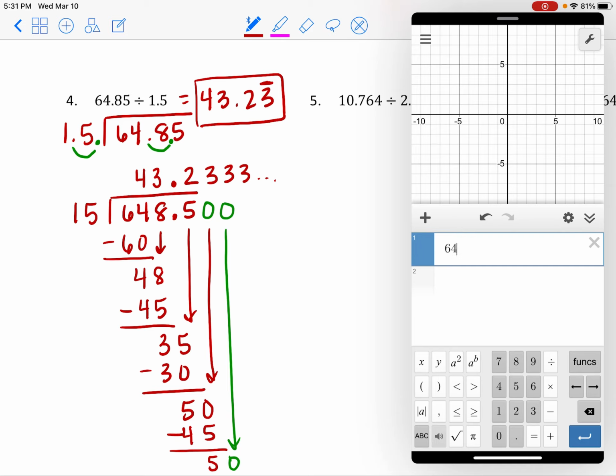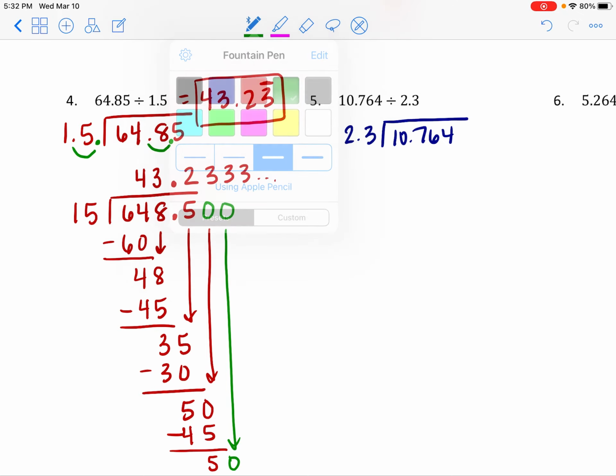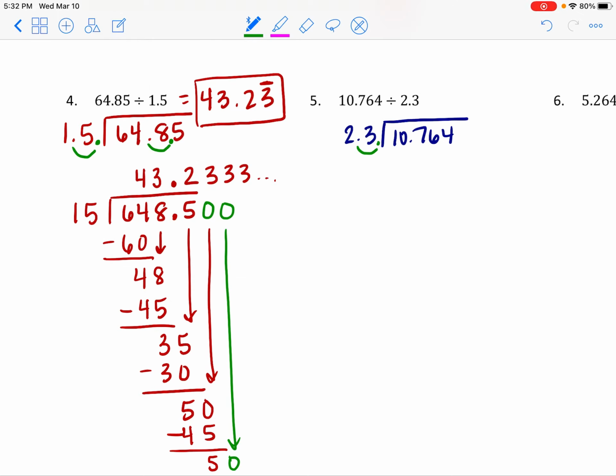So 64.85 divided by 1.5. And there you see it, 43.2, and those 3's just keep going on forever. Okay? Let's try another one like that. So we want to divide 2.3 into 10.764. We want to make sure we're dividing by a whole number, so the decimal is going to move once here, which means it's got to move once here.